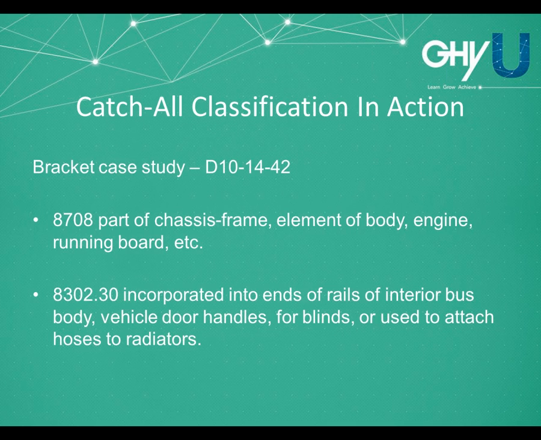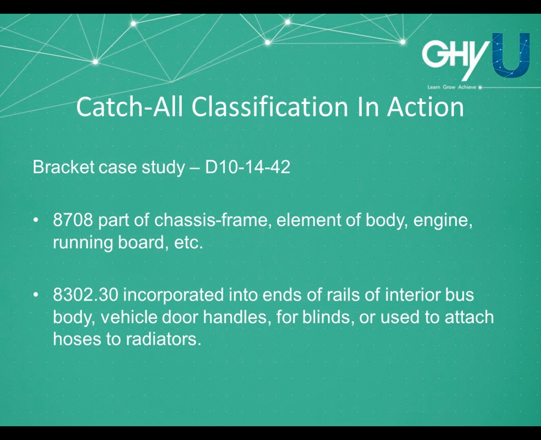Now, Canada Customs has published a D memorandum on automotive brackets to provide guidelines, and I've just got a bit of the verbiage for it, and after I read it, you'll see why they had to publish a D memo. The memorandum states that automotive brackets, which constitute an essential part of the vehicle, specifically designed to be part of the chassis or frame of the vehicle, and constitute the mounting base upon which other major components are designed to be attached, are to be classified in heading 8708. Whereas brackets attached to the coachwork, brackets incorporated into vehicle door handles, brackets for blinds, and brackets used to attach hoses to radiators are to be classified in heading 8302.30.